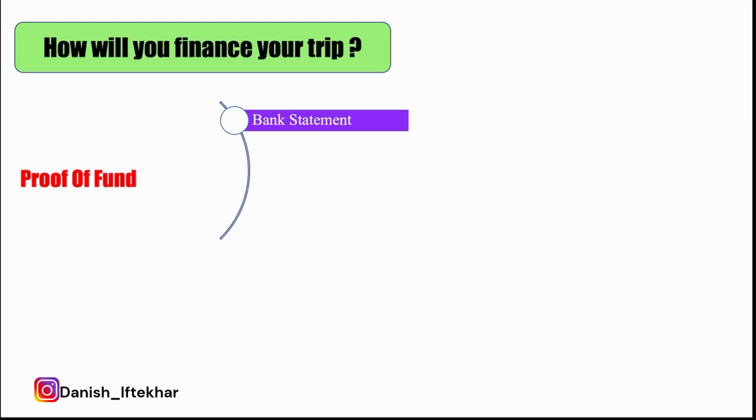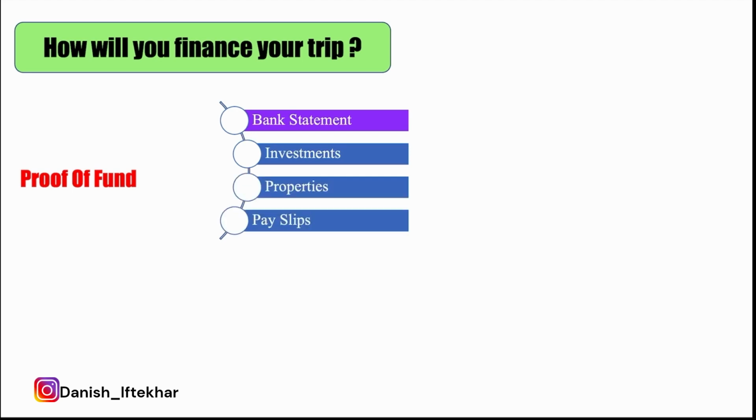So you can carry your bank statement as a proof of fund, and this is the most important proof of fund that you could be carrying with yourself. Other than the bank statement, there are other documents as well that you can carry with yourself: your investments, if you have any, your properties, your pay slips. So your investments and your properties serve a dual purpose. They are not only a proof of your fund, but they also prove your ties to your home country. Ties to your home country means how good your connection to your home country is.